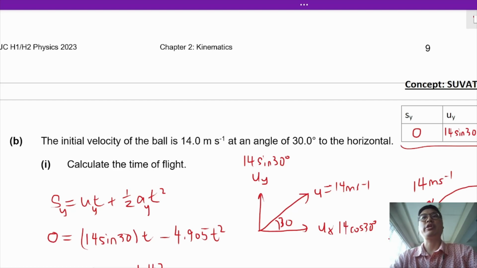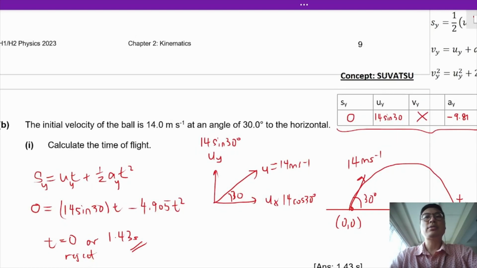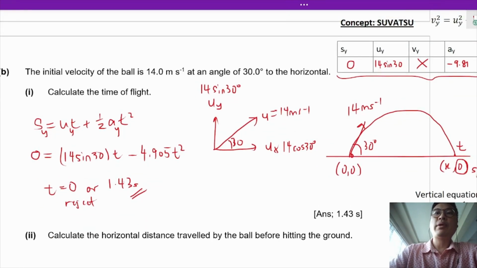T is 1.43. So now we need to calculate the horizontal distance traveled by the ball before hitting the ground. Once again, we can fill in the values, but this time we have 1.43. So from this point to this point, we're going to solve for x.